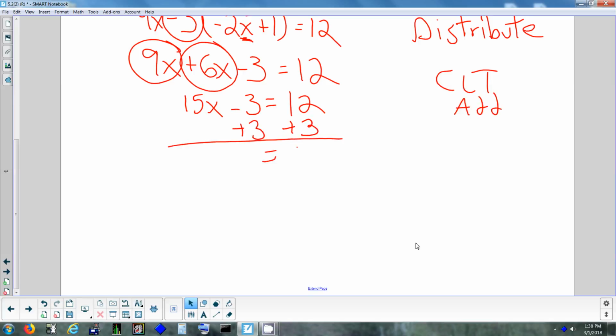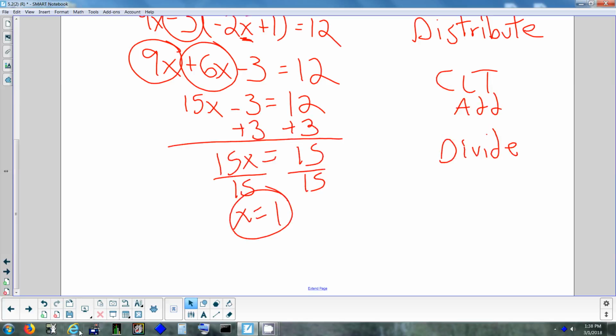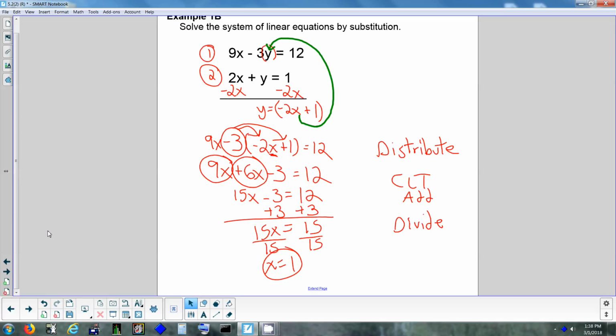15. 15. On this side, what's over here? What's on this side? 15x, and then you get 1. And then I divide, yeah? Divide by what number, guys? 15. Excellent. It's X equals 1. X equals 1, thank you, Savannah. X equals 1. Halfway done.